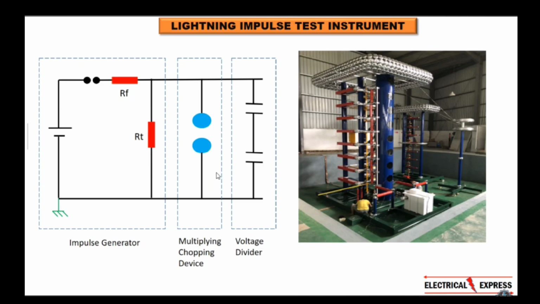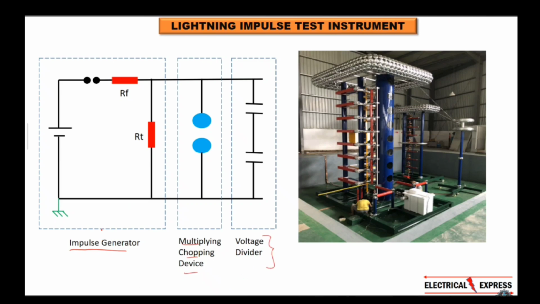Whenever you see lightning impulse test instruments, they are very complicated, because there we are developing high voltage. Here we get to see 3 things. The first one is the impulse generator. The second one is the multiplying chopping device, which we also call MCD. And the third one is the voltage divider.